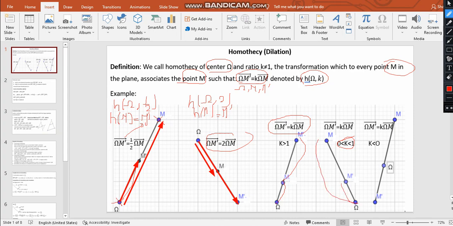However, if k is negative, for example, suppose I give you center omega and ratio minus 1. In that case, omega M prime will be minus omega M. Minus omega M means omega M prime is the opposite of omega M. In that case, omega will be in the middle of segment M M prime.